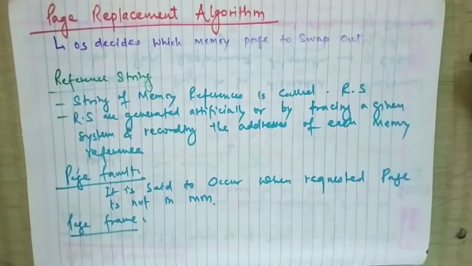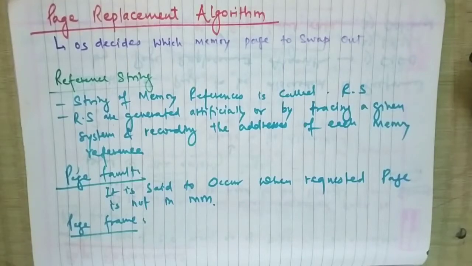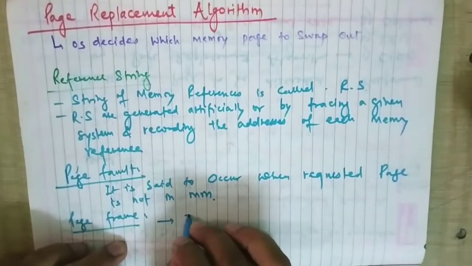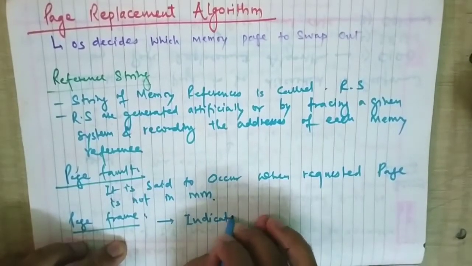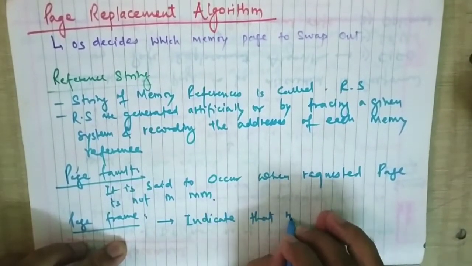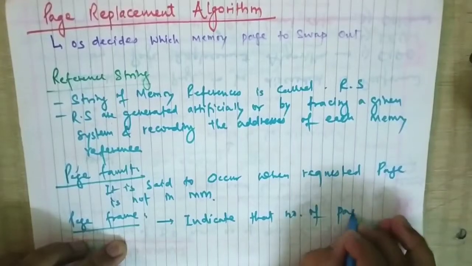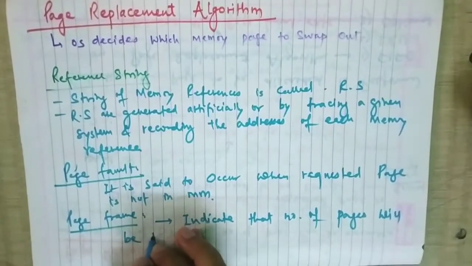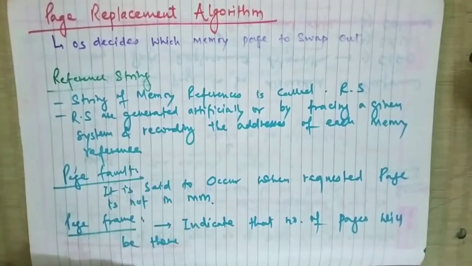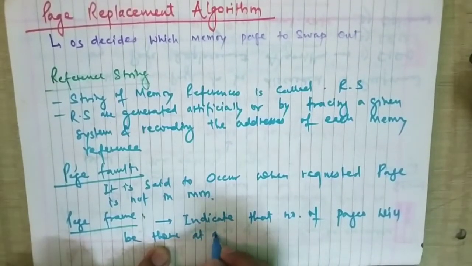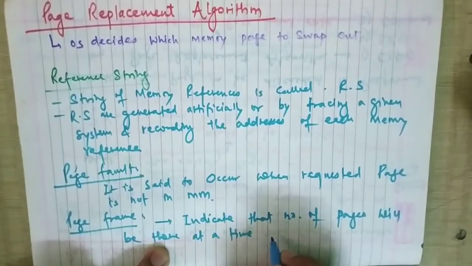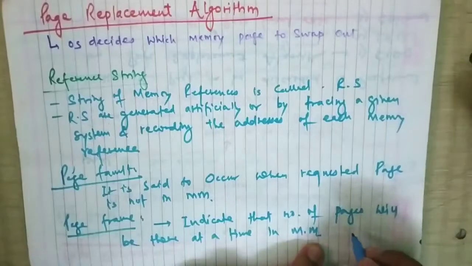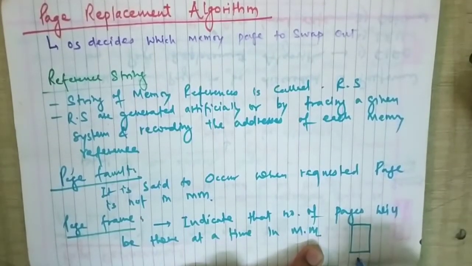And the last one is the page frame. The page frame will be fixed, maybe 2, 3, 4. The page frame indicates the number of pages that will be there at a time in main memory.